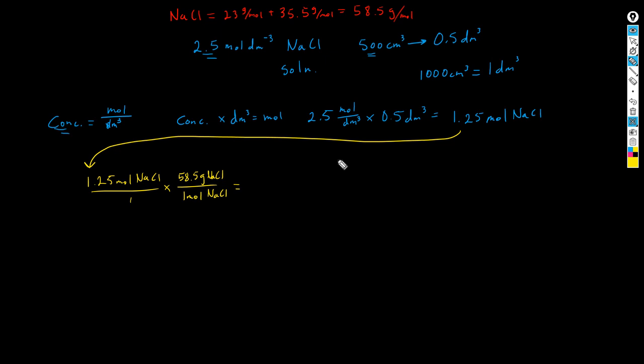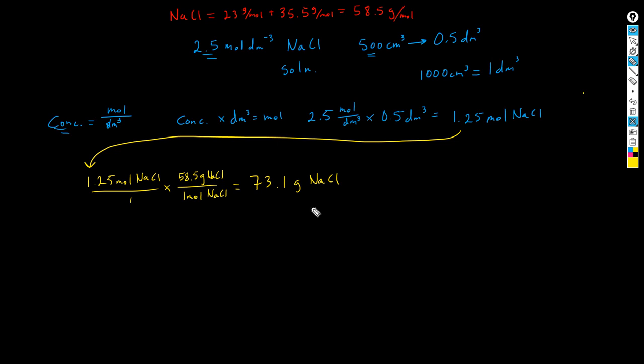So we have 1.25 times 58.5, that's going to be 73.1 grams of sodium chloride. Ooh, why did that happen? Grams of NaCl. So that's how much sodium chloride I need. I need 73.1 grams of sodium chloride to make a 2.5 mole per cubic decimeter solution, and I want 500 milliliters of it.